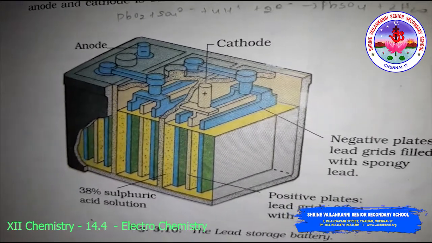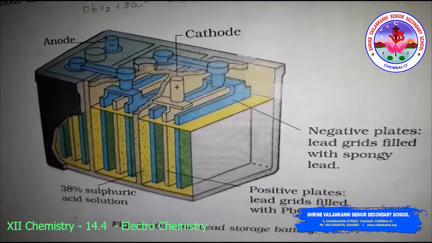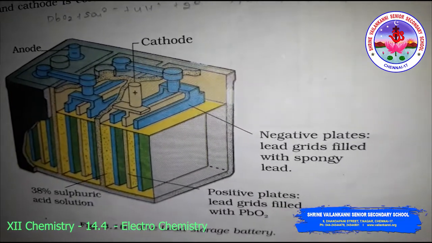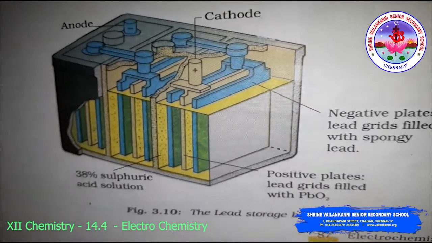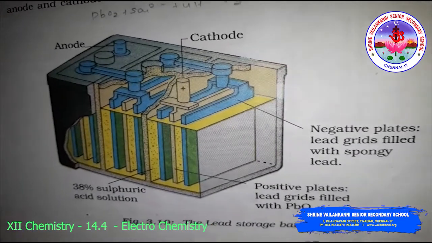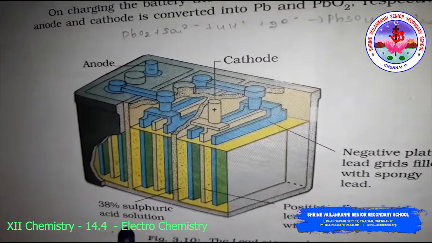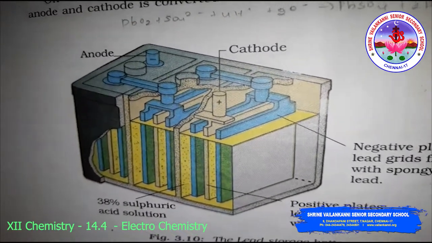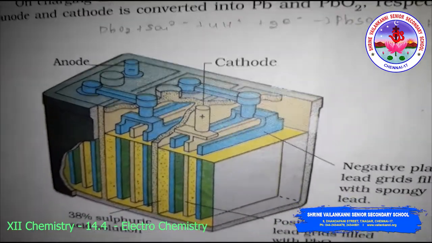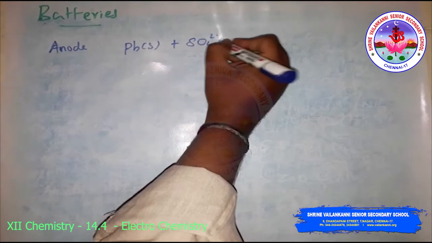So for the cell reaction, at the anode lead goes to lead sulfate, and at the cathode lead oxide goes to lead sulfate. At the anode: lead solid plus sulfate ion, aqueous, gives PbSO4 solid and 2 electrons. At the cathode: PbO2 plus SO4 2 minus aqueous plus 4H plus aqueous plus 2 electrons gives PbSO4 solid and H2O liquid.